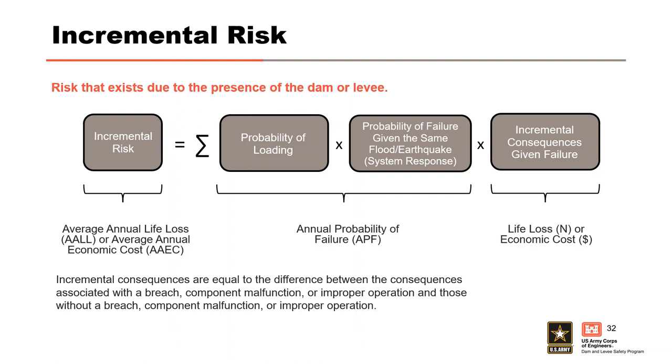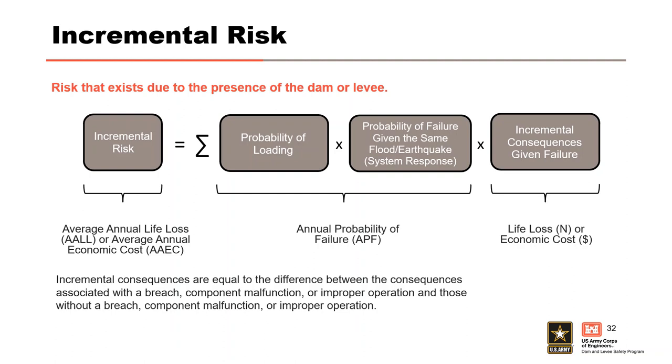We're taking the probability of the loading and multiplying it by the conditional probability of failure or system response, which is the probability of failure given the same flood or earthquake considered in the first term. The product of these first two terms is the annual probability of failure, or APF. To get the risk, we then multiply by the associated incremental consequences of failure.